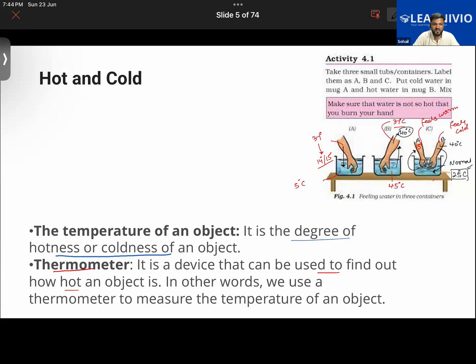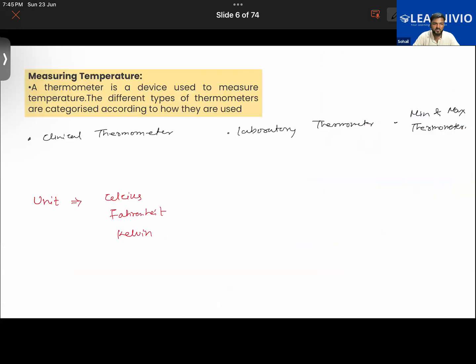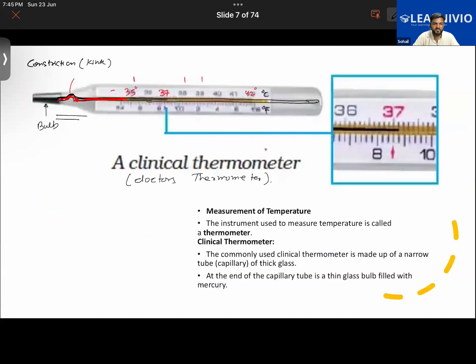Okay. So we use a device called a thermometer to measure temperature. Everybody has used it. It tells our body temperature. There are different types of thermometers. For different purposes, you have different thermometers.